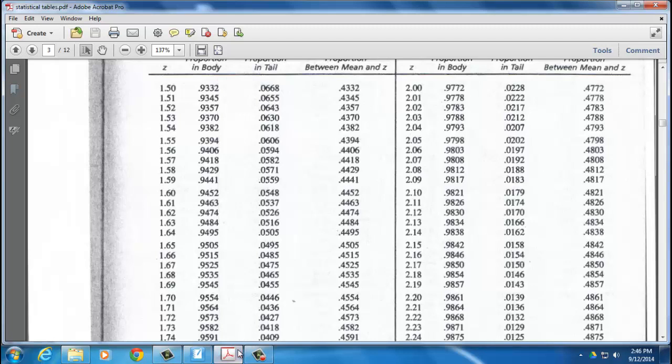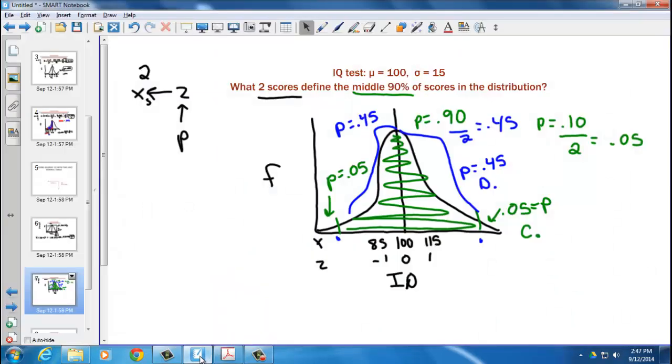1.65. Now, if you were using between the mean and z for this, it would also lead you to the same exact place, because remember we said the middle 90%, split that in half, that's the middle 45%, or the middle p equals 0.45. 0.45 is right between these two values. Still go with the larger z-score, so 1.65.